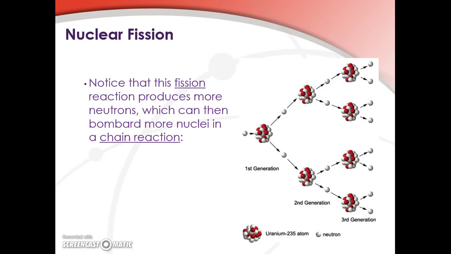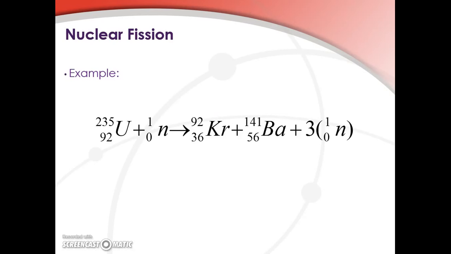So the material starts to go faster and faster as more and more neutrons get produced. And as long as we keep this process under control, it can be quite effective. Now, an example of nuclear fission, we can bombard uranium-235 with neutrons, and it will decay to krypton and barium and produce 3 neutrons.